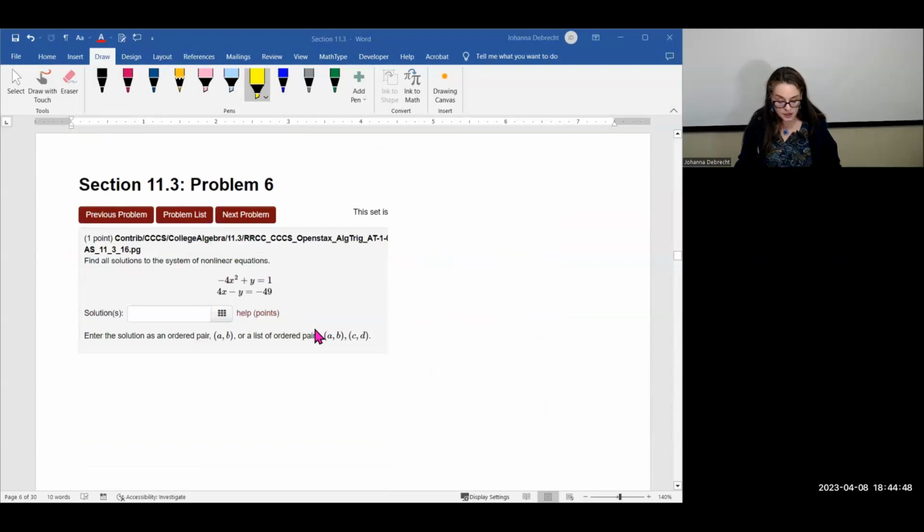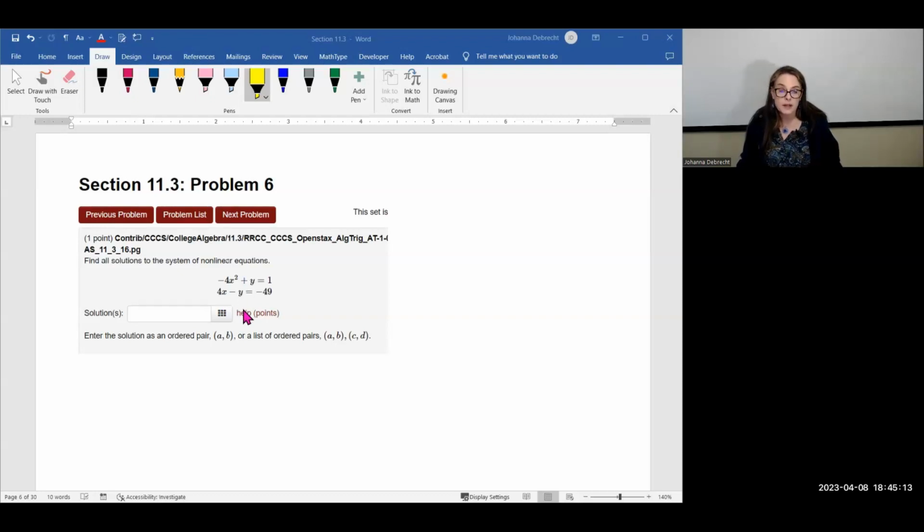Here's problem number 6. Problem number 6 is slightly different in that this must be a parabola because we have x being squared, but not y. So equation 1 is a parabola, and equation 2 must be a line because we have x to the first and y to the first, and they're subtracted together. So I have the intersection of a parabola and a line.